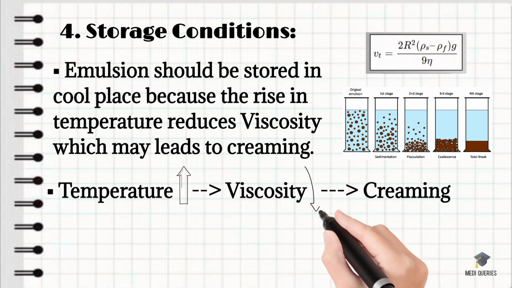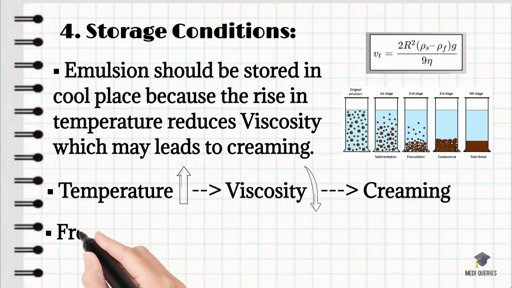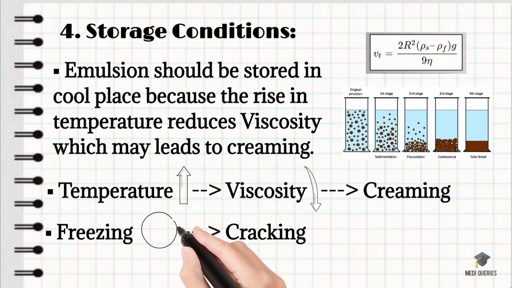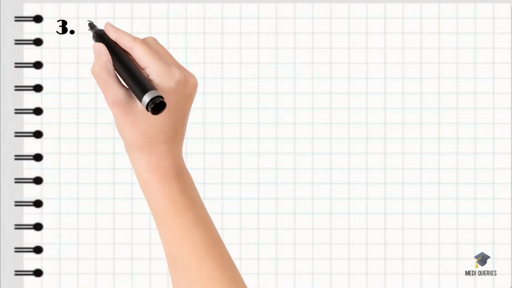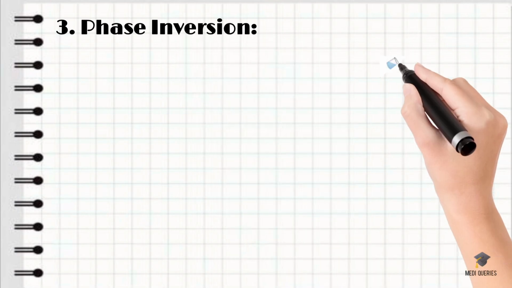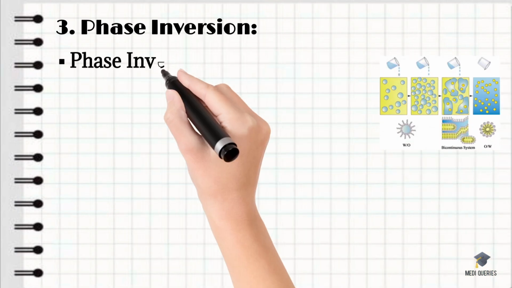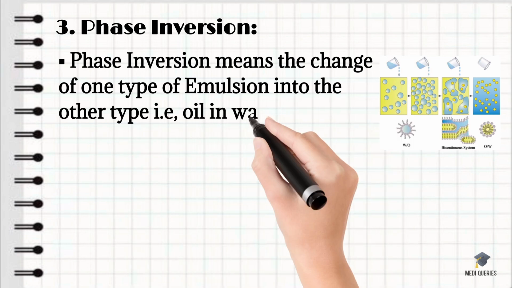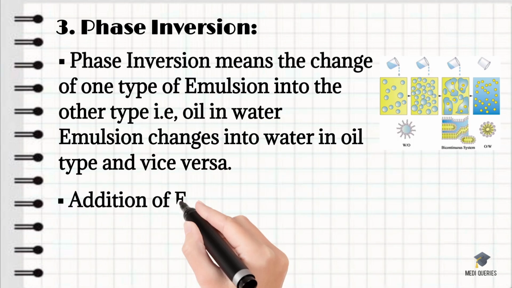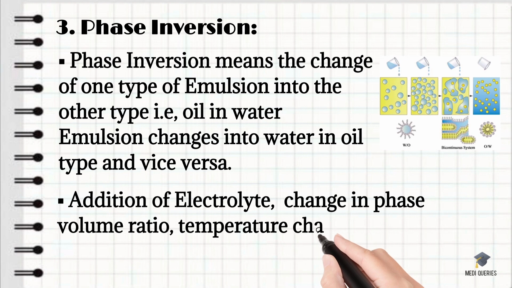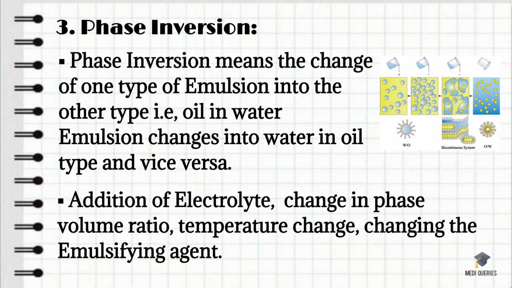The next one is phase inversion. The name itself indicates the change of one type of emulsion into the other type, that is, an oil in water emulsion changes into a water in oil type and vice versa. It may be due to various reasons like the addition of electrolytes, changing the phase volume ratio, temperature changes, or changing the emulsifying agent.